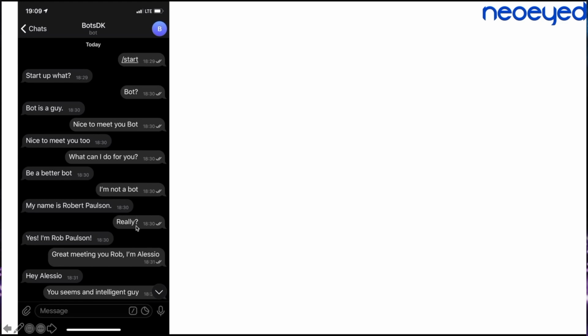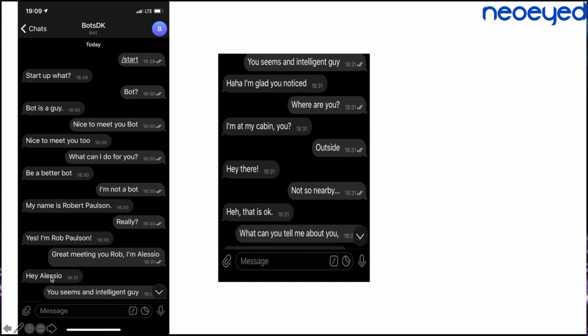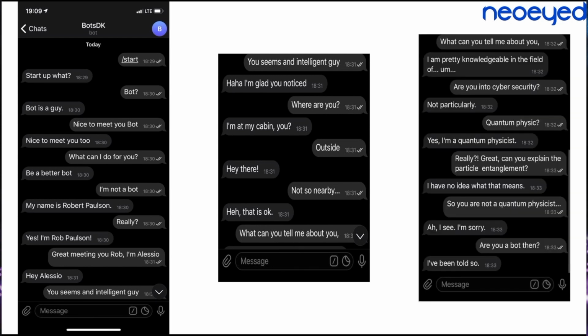And then the human says really, then it emphasizes and says yes, I am Rapunzel, right? So nice to meet you. It says yes, nice to meet you, and then comes somebody who seems like an intelligent guy. I says I'm glad you noticed. So where are you? I'm at Kevin. No, where are you? I'm outside. So it looks like a very general conversation.